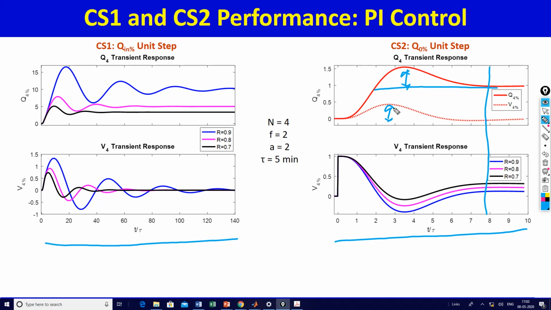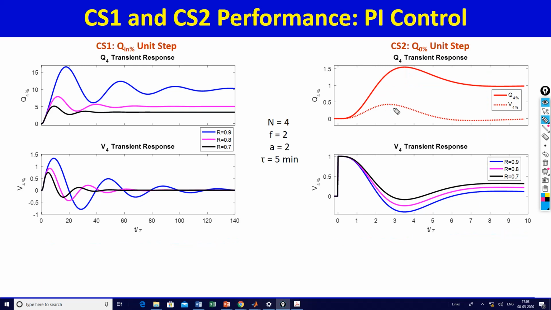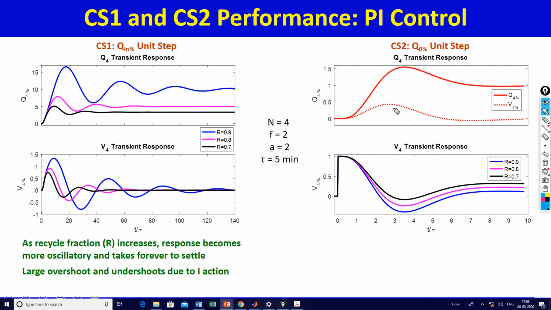On the other hand, if you're using a CS1 control structure, the response takes forever to settle, can be quite oscillatory, and the oscillations can take forever to settle down. So that's sort of the conclusion. As recycle fraction R is increased, the response becomes more oscillatory and takes forever to settle. There's a large overshoot, and there are also undershoots due to integral action in CS1.